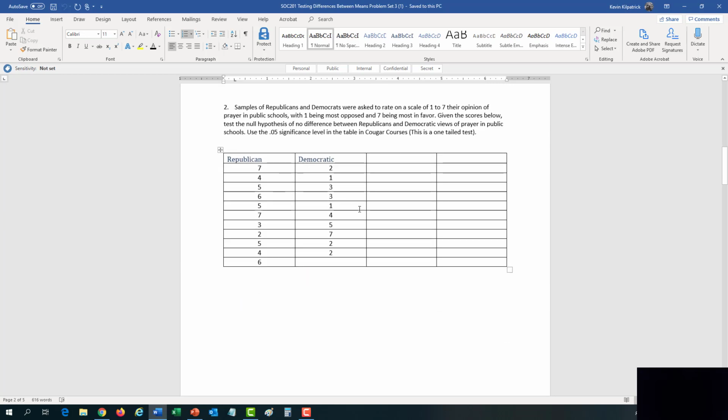I want to show you the second problem just to show you this. The Republicans have one more value than the Democrats. So when you work this problem, the very first thing that you're going to put over here is that the N for Republicans equals 1, 2, 3, 4, 5, 6, 7, 8, 9, 10, 11, right? Yeah, 11. So the N for Republicans is 11, and the N for Democrats is 10. That makes a big difference when you're working through the problem, okay?